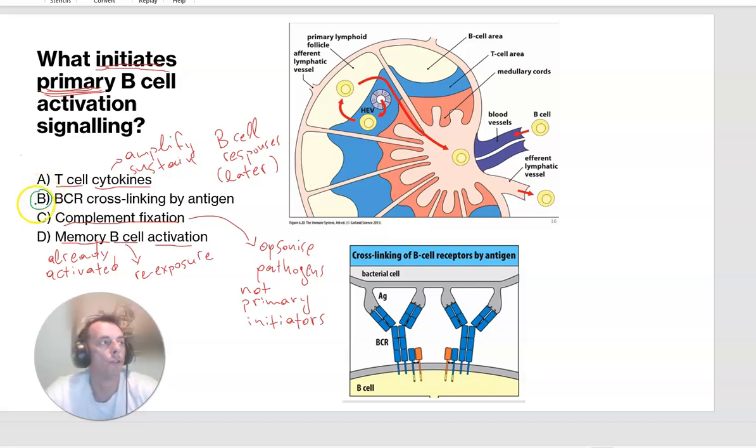This leaves us with option B, B cell receptor cross-linking by antigen. Now, this is the foundational step where the antigen binding causes the B cell receptor engagement and cross-linking, triggering intracellular signaling cascades that lead to activation. So, when B cell receptors engage their specific antigen, that triggers activation.